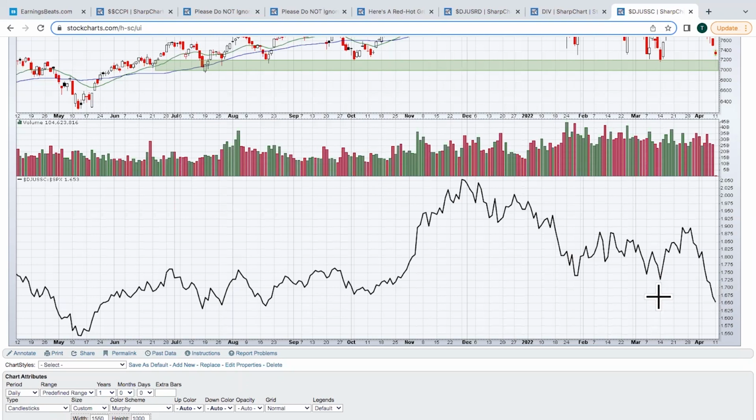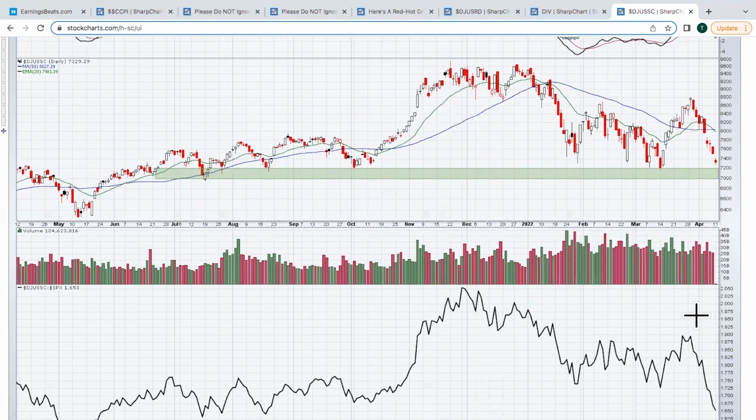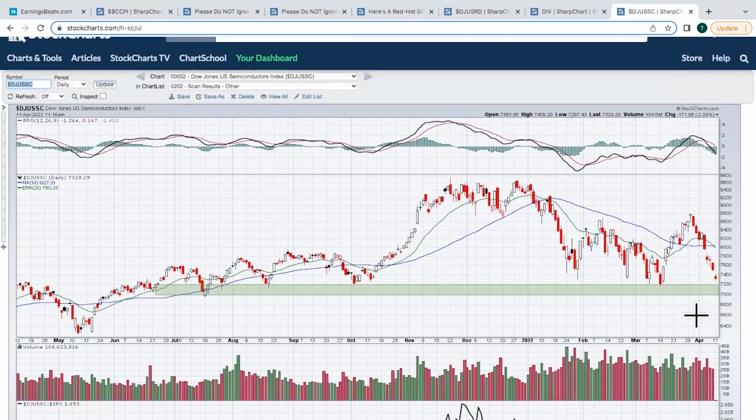And I think as long as semiconductors, which is one of the more influential, one of the more aggressive industry groups, until this group kind of rights the ship and starts to begin to repair its chart, I think the market overall is going to have a very, very difficult time in the days, weeks, and maybe even months ahead. So we want to be careful.